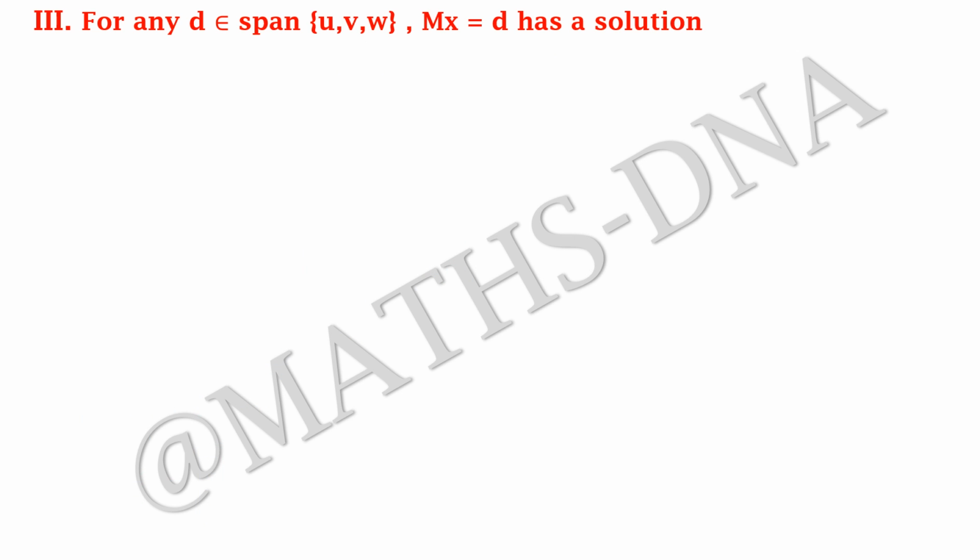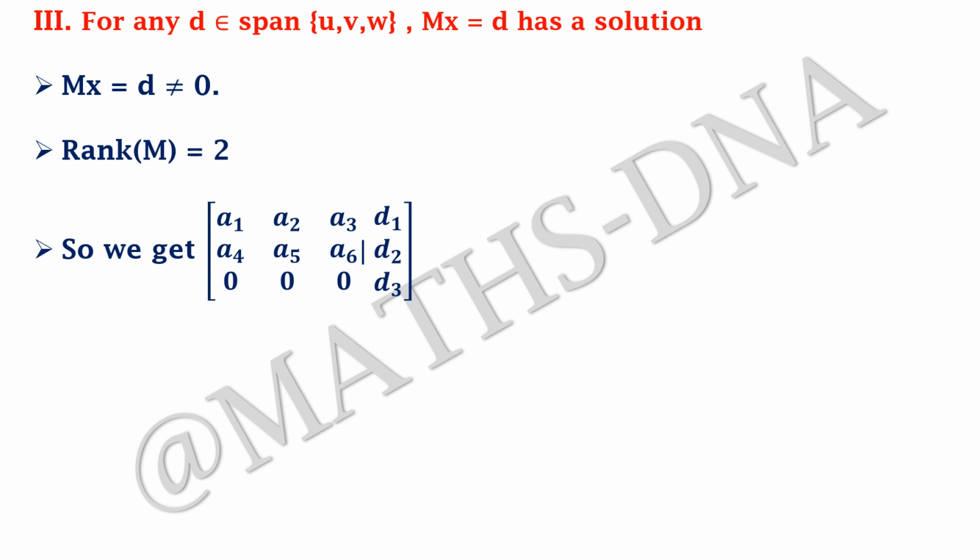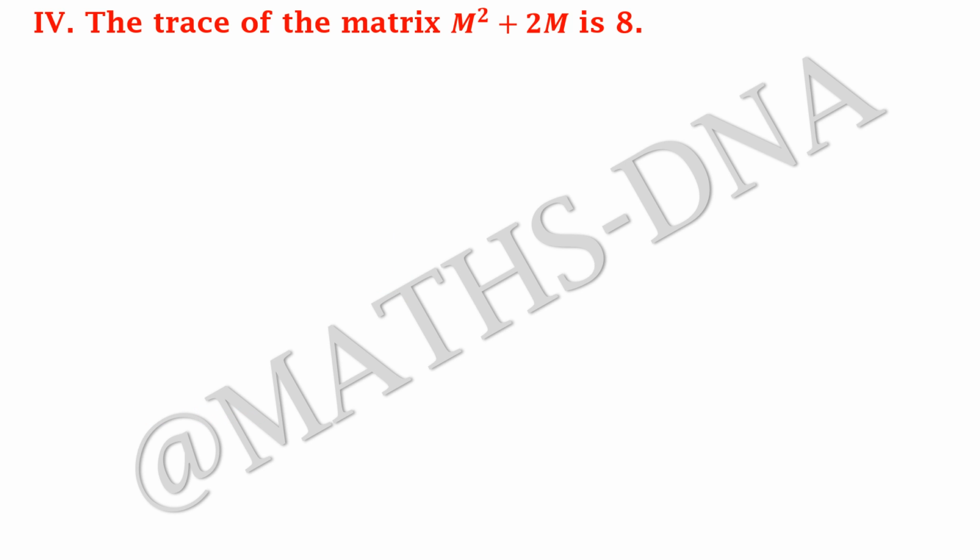Now the third one: for any d belonging to span of u, v and w, Mx equals d has a solution. Now for Mx equals d, where d should not be equal to 0, we have that rank of M equals 2, and if we apply it, we get an augmented matrix with a1, a2, a3, a4, a5, a6, and the last row is 0. For this matrix, we get no solution, whereas the third statement says Mx equals d has a solution, which is not correct. Now the fourth one: the trace of the matrix M square plus 2M is 8.